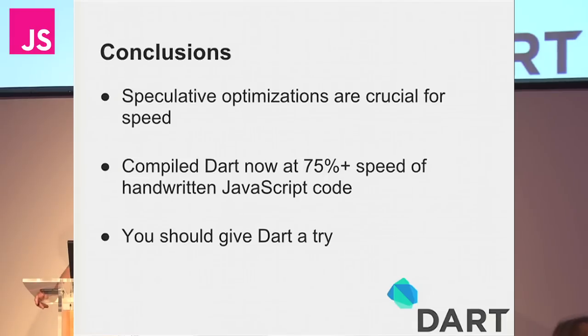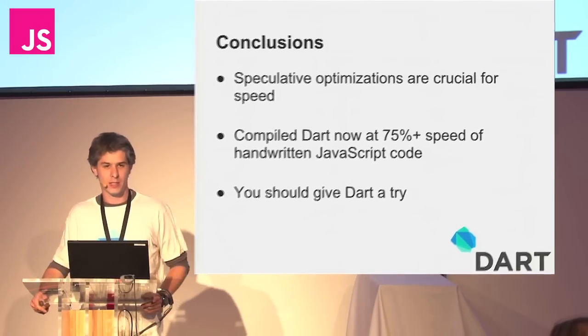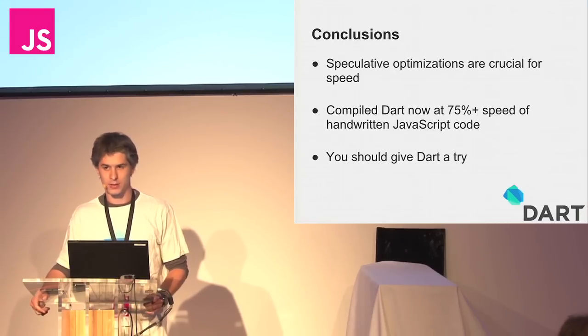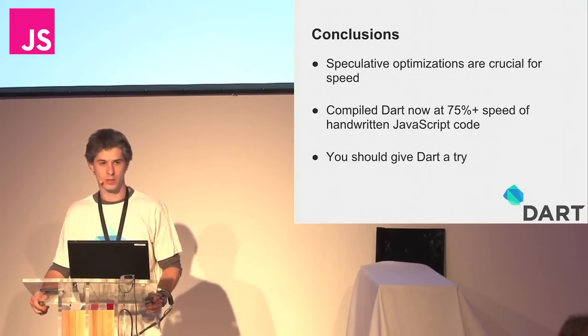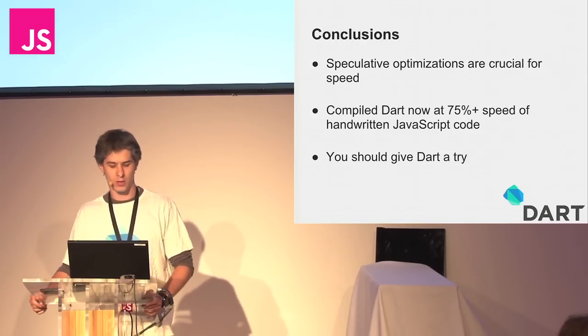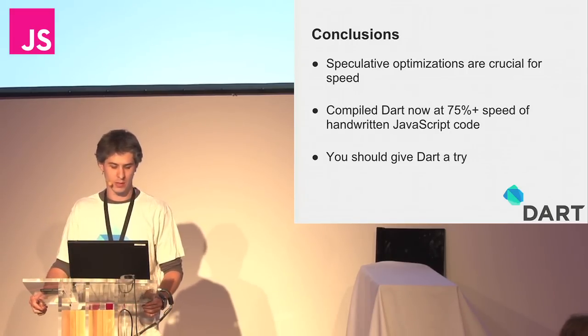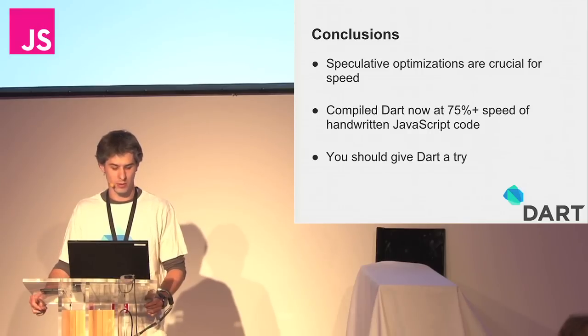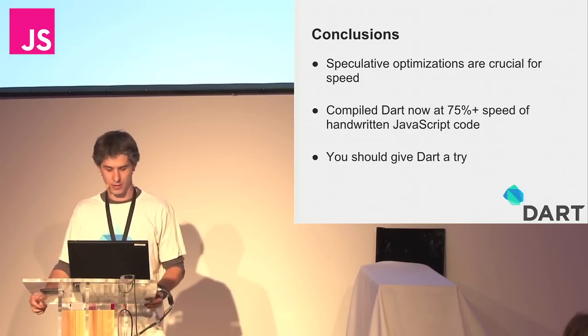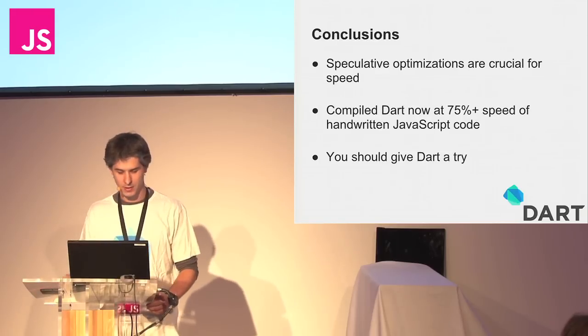So as a conclusion, speculative optimizations, I think that's the big takeaway from this talk. It's crucial to get really good performance if you have dynamic code. And we are now at more than 75% of the speed of handwritten JavaScript code, so it's a good time to give Dart another try if you have done it before, and a try if you haven't.